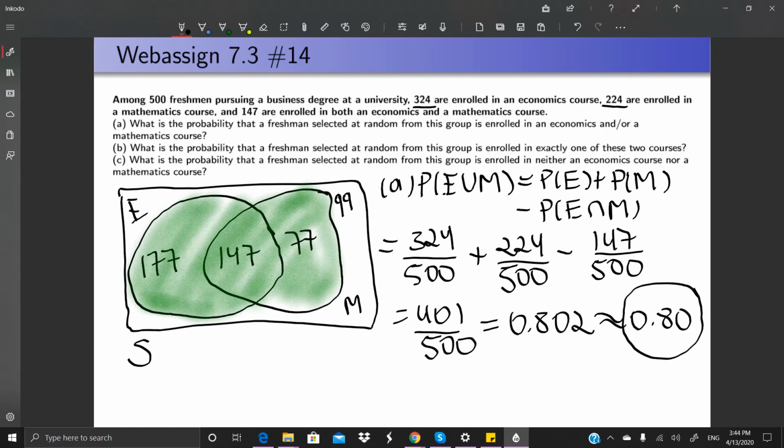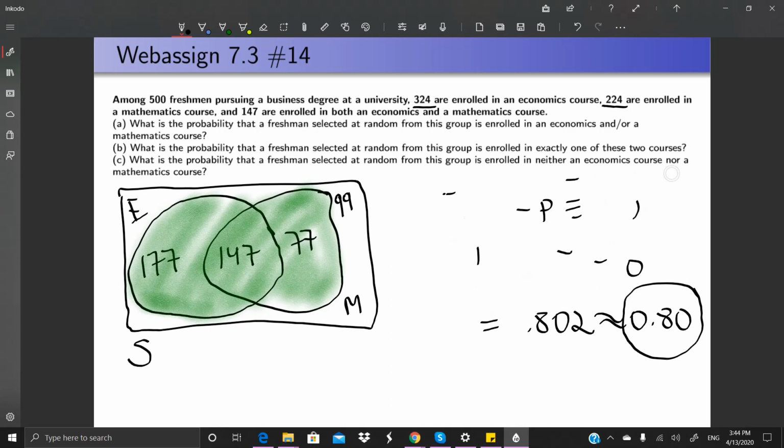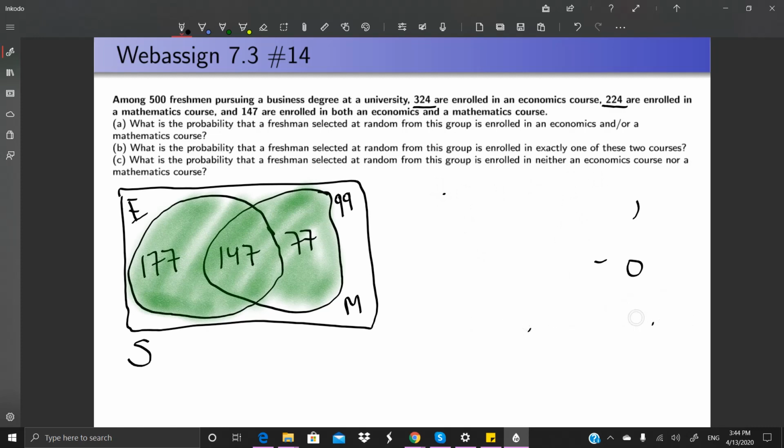Okay, let's do part B. So I will erase these over here. Now we want to know, if you selected someone randomly, what is the probability that this person will be enrolled in exactly one of the two? Again, remember exactly from chapter 6, that means either you're in econ and not in math, or you're in math and not in econ. That's what exactly means. Let me get rid of the shading here.